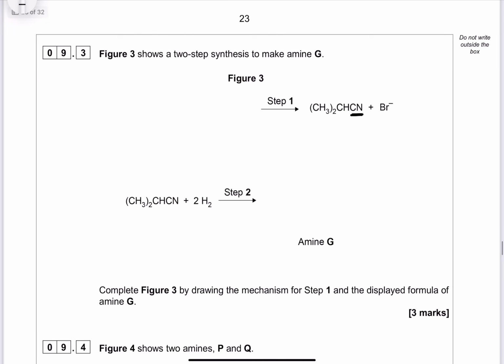So we're making an amine. We've got a halogen here, so we must have started with a halogenoalkane. So we've got a C with 2 CH3s. I'm going to draw it out like this, and a H. The halogen would have been here where the CN now is. So the CN minus from KCN is going to attack the delta plus carbon and kick out the Br.